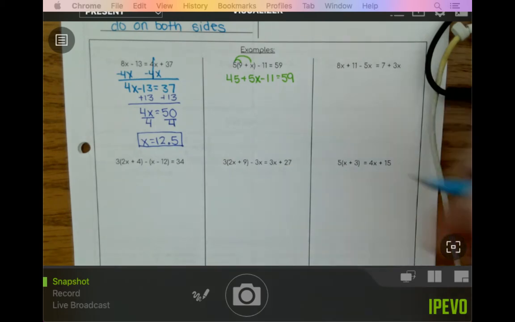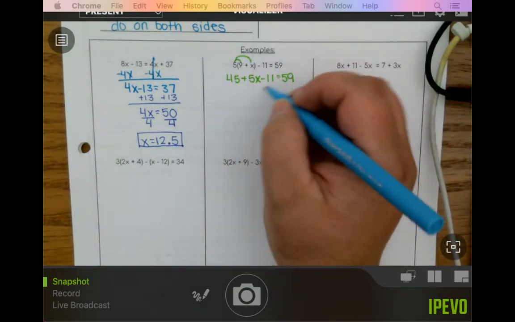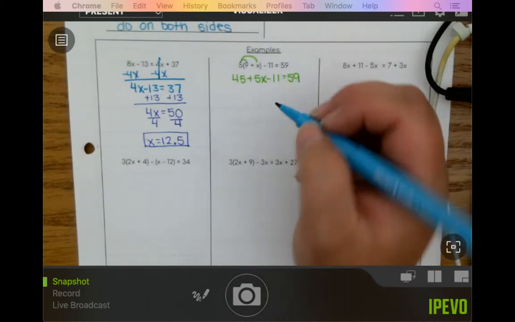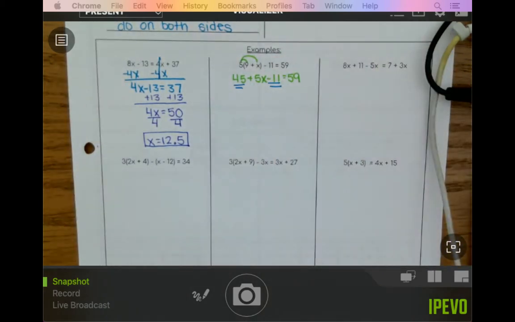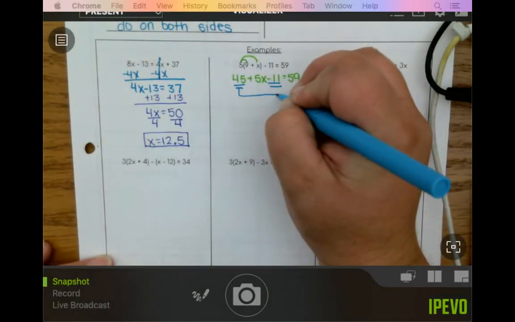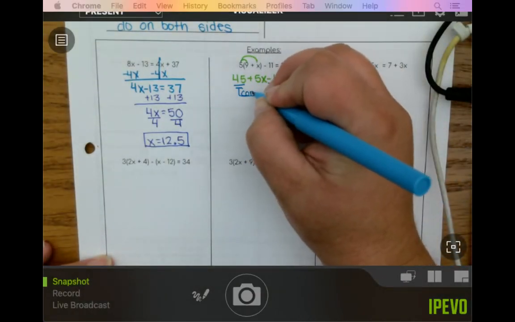Over here, I don't have parentheses anymore, so I'm clear there. But I do have 2 things that are the same type of number. They're both numbers without x's. Those are like terms. We can put those together. But notice, 45 and 11 are on the same side of the equation, so you don't have to do the opposites. These 2 are just going to combine.